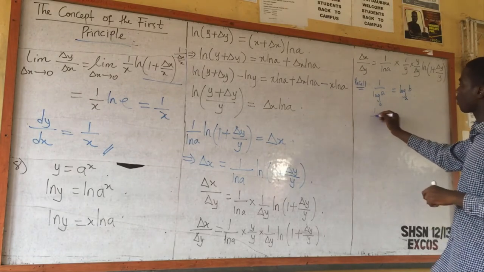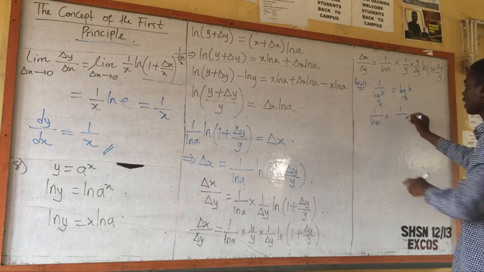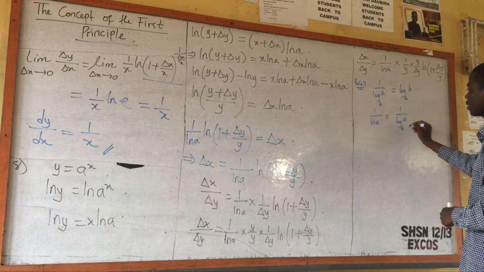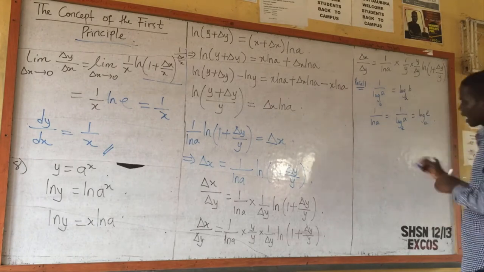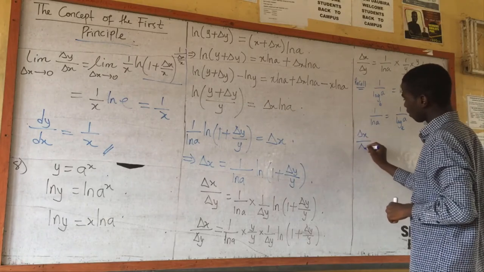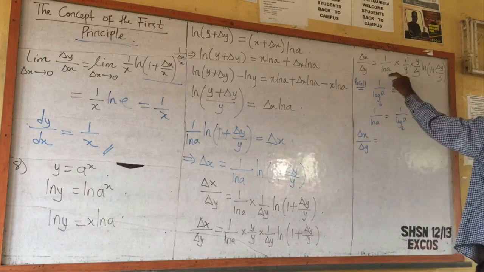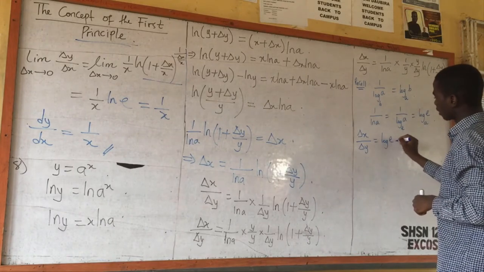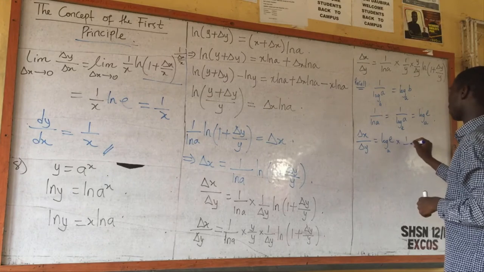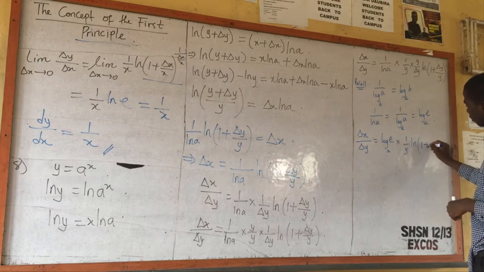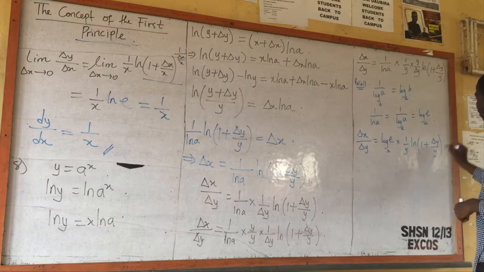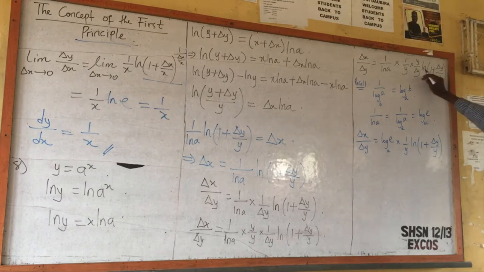So that means this 1 over ln a. Don't forget, ln is log to base e. Log a base e. This one will be log e base a. So that means I have delta s over delta y equal to this one over ln a, which is log e base a, multiplied by 1 over y. So this one will come up to become ln of 1 plus delta y over y raised to the power of y over delta y, or I write 1 over delta y over y.